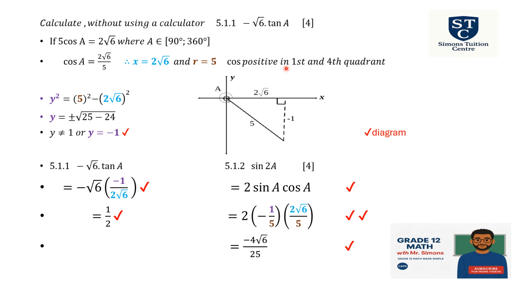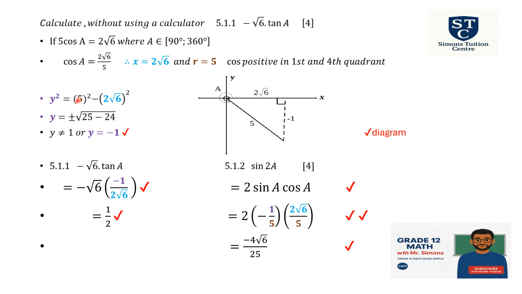Cos is positive in the first quadrant and the fourth quadrant. You see that cos A is a positive value, but 0 to 90 is cut out, so we can't work in the first quadrant. Therefore, we have to draw in the fourth quadrant. So you draw a line in the fourth quadrant, complete the right angle triangle. My x is 2 square root 6, my r is 5. We need to find y. So 1 mark for the diagram.